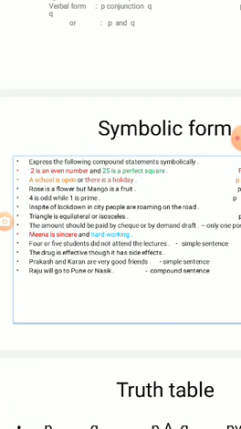Four or five students did not attend a lecture. In this sentence, again, or is between 4 and 5, which are two nouns, and therefore this is a simple sentence. It is not a compound statement, though it contains the word or.